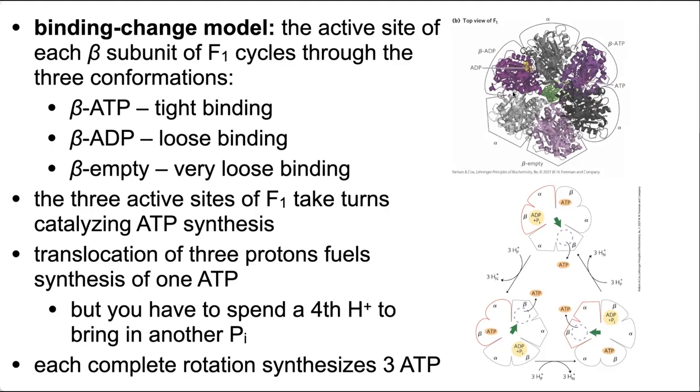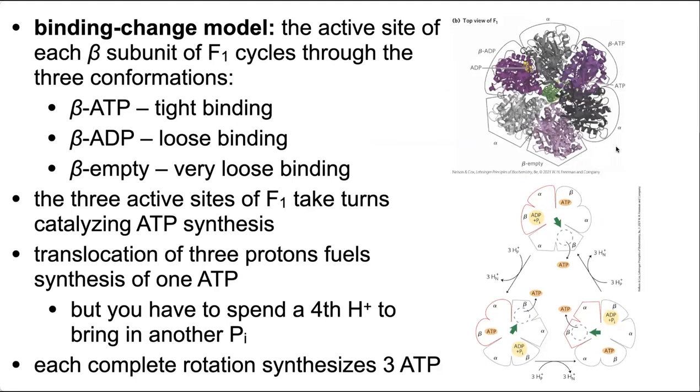Turns out that each of these subunits has to be in a different form, only one subunit can be in each of these forms. So they're all going to be in different forms, and they're going to take turns at who's getting to make ATP.